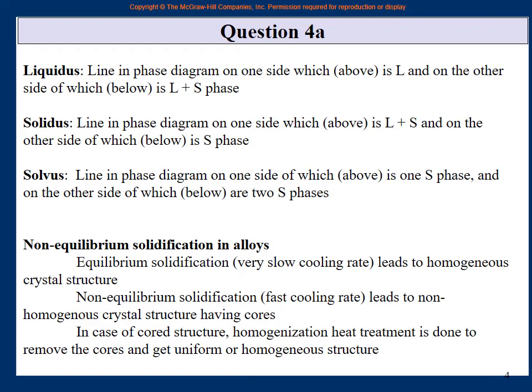Some people also define the solidus line as representing the lowest temperature at which solidification is complete. Remember, liquidus is the line where solidification starts, where some solid starts to form. Solidus is the line below liquidus, where complete solidification takes place.